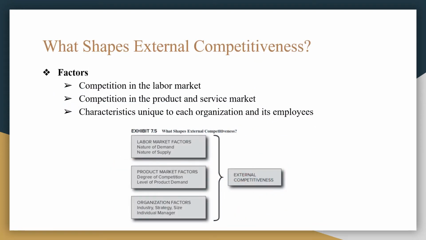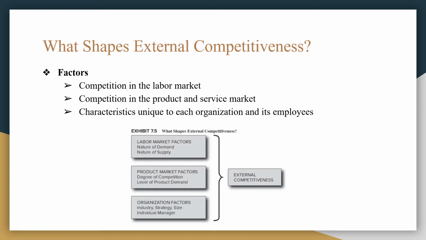What shapes external competitiveness? Here we can see three factors that shape external competitiveness. Competition in the labor market, which includes nature of demand and nature of supply. These two will fluctuate depending on high market levels or low market levels. Competition in the product and service market. This includes degree of competition and level of product demand. Later in the presentation, we will go into more detail about degree of competition and how it affects when stocks go up.